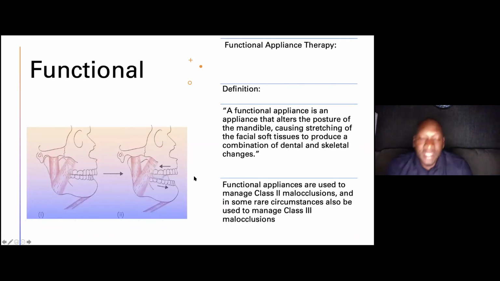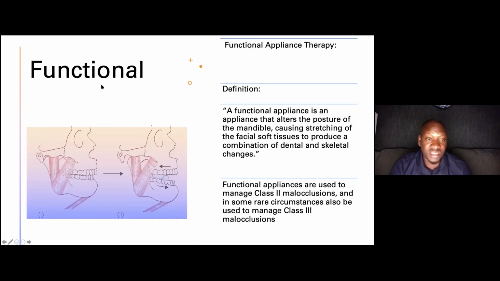All right, so then we have removable, fixed, and then we come to functional appliances. A functional appliance within orthodontics is an appliance that alters the posture of the mandible, causing stretching of the facial soft tissues to produce a combination of dental and skeletal changes. Normally, functional appliances are used to correct class 2 and class 3 malocclusions. And this is why orthodontics is quite complex, because there are 3 different disciplines. You have removable, fixed, functional, and myofunctional.